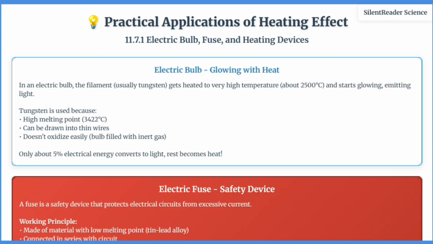Another important application is the electric fuse, which is a safety device that protects electrical circuits from excessive current. A fuse is made of material with low melting point like tin-lead alloy, connected in series with the circuit. When current exceeds the rated value, the fuse wire melts, breaking the circuit and protecting appliances. Heating devices like electric heaters, irons, and kettles all use high-resistance wires that produce heat when current flows through them.